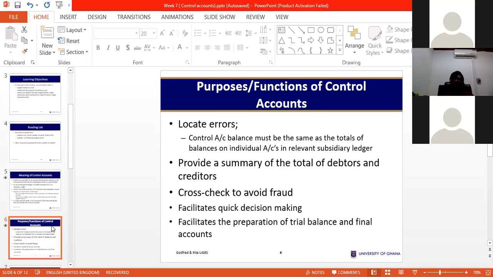Okay. Again, it provides a summary of the total debtors and creditors and helps the accountant to check and to avoid fraud. Okay. It also facilitates quick decision making because you are picking totals. And so you have an idea of your total debtors at a point in time or for the period. You have an idea of those who have paid. You have an idea of those that you are writing off because they are failing to pay. Okay, and then finally, it helps the preparation of the trial balance. Because once the balances are the same as the control, then you know that your trial balance will be correct and you can prepare your financials.